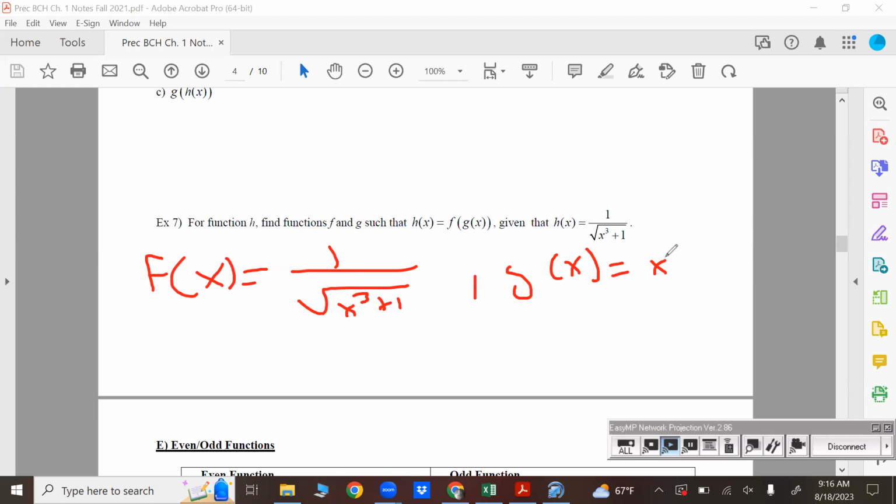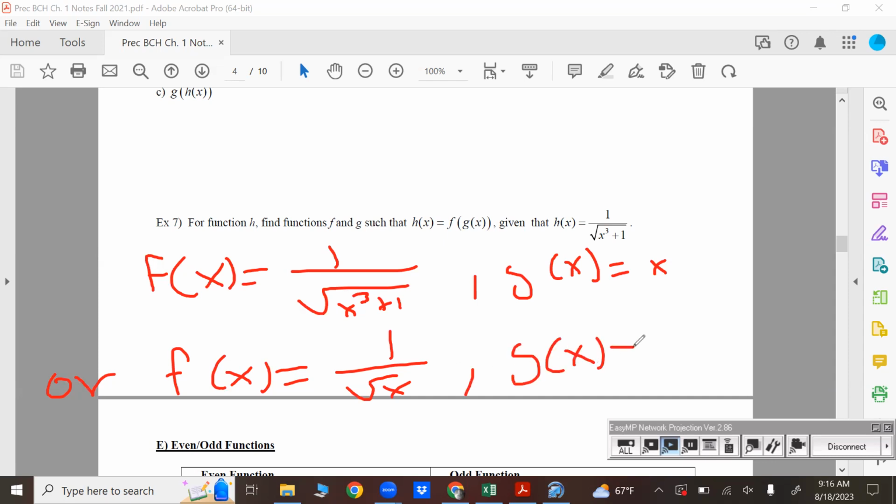Now, if I put a condition saying you can't make g of x equal x, then of course you think a little more critically, right? But that's true. That can work. That's one possibility. Or you could do this. F of x equals 1 over root x, and g of x equals what? X cubed plus 1. You can do that. That works, right? Nothing wrong with that. That's totally fine.